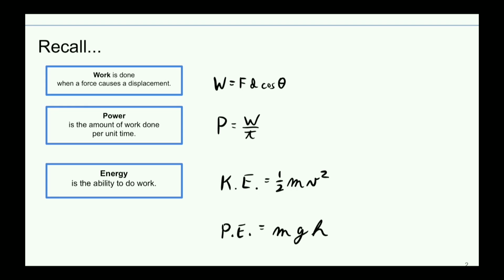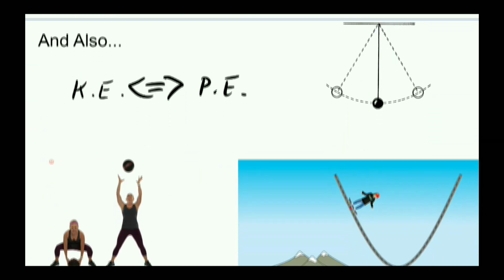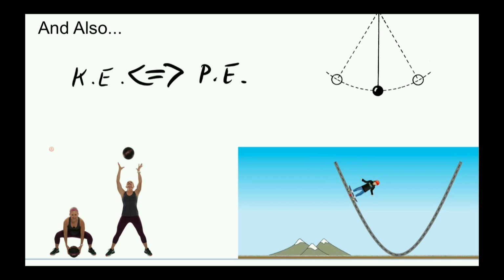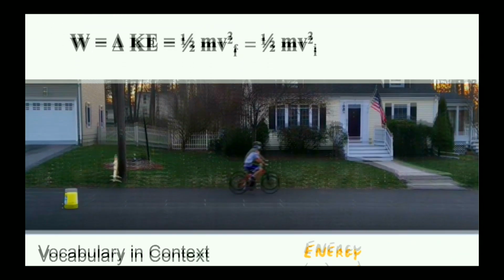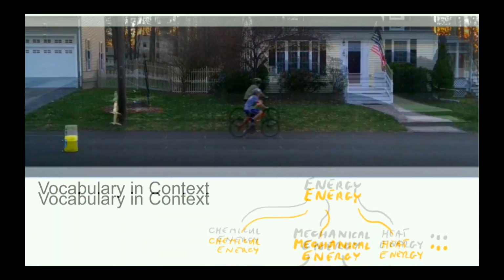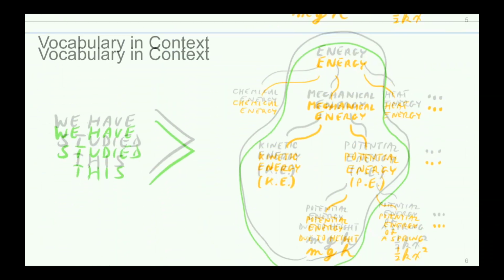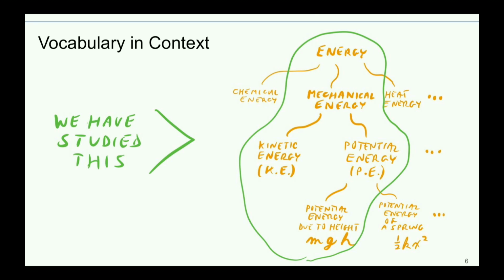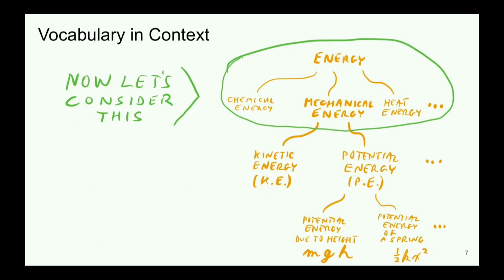So, bunch of stuff we already know. We know work, power, energy. We know we can exchange kinetic energy for potential within mechanical energy, of course. We know a work energy principle, and we've done a lot of vocabulary, especially in this vertical direction here of mechanical energy and its various forms. Today I want to focus more horizontally in this picture and look at the various forms of energy, not just mechanical energy, but things like chemical energy and thermal energy and others.